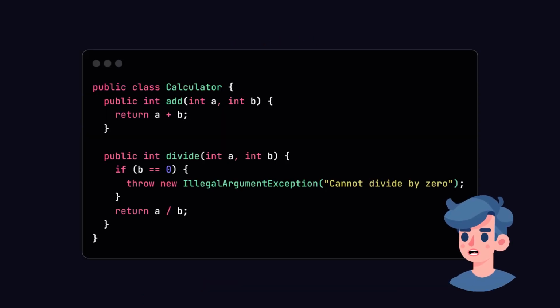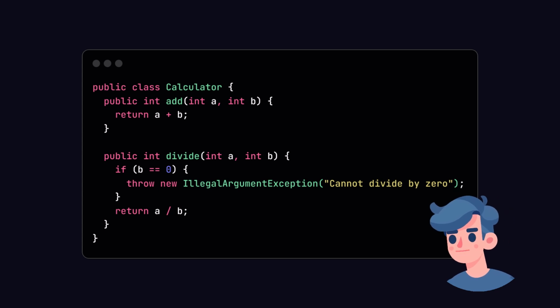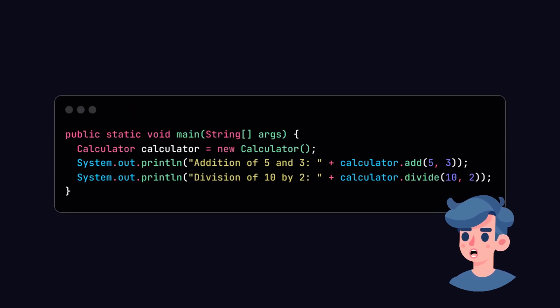Now, let's add a simple Java class. Right-click on the SRC folder, select New, and then Java class. Let's name this class Calculator. In this Calculator class, we have two methods, one for adding two numbers and another for dividing one number by another. Let's add a main method to test these functions.